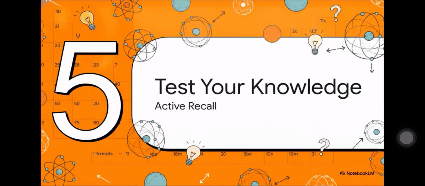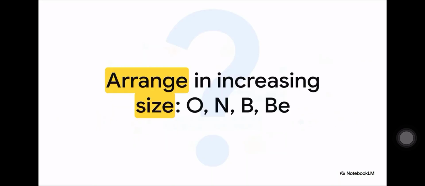Section 5. Test your knowledge. Active recall. Okay, let's turn you from a passive listener into an active participant. We're going to apply the exact logic we just covered to a quick challenge. Here's the first one. Arrange the following elements in increasing order of atomic size: oxygen, nitrogen, boron, and beryllium.